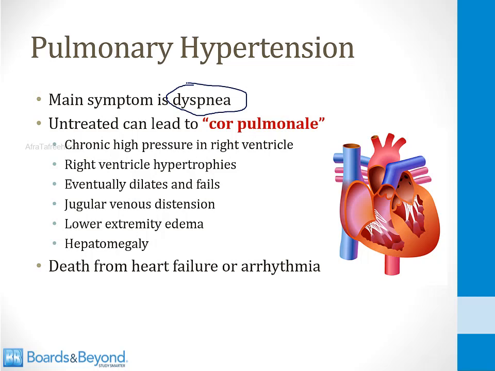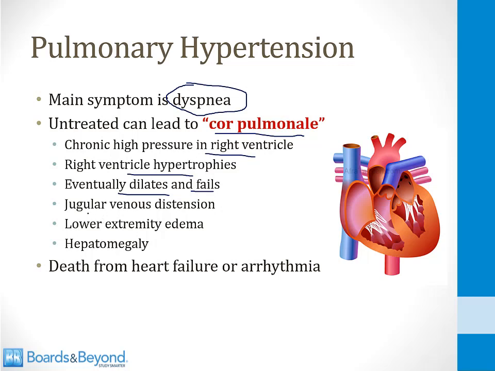The reason pulmonary hypertension is so dangerous is that if it's untreated, it can lead to what's known as cor pulmonale. Cor pulmonale is the consequence to the right ventricle of chronically elevated pulmonary pressures. If pulmonary hypertension is left untreated, the right ventricle will hypertrophy. Eventually, it will become dilated and it will fail, and this will lead to all the signs and symptoms of right heart failure that I talk about in the cardiology videos.